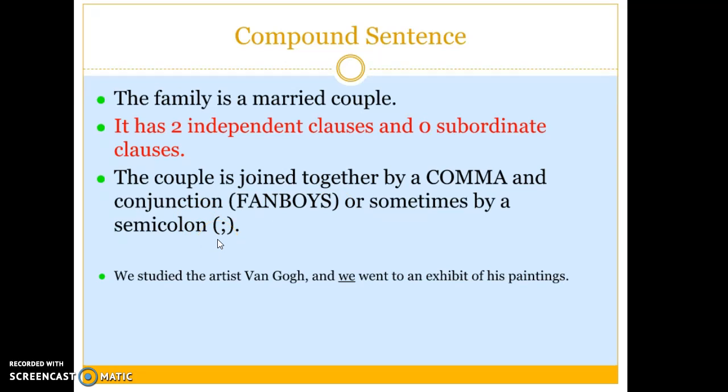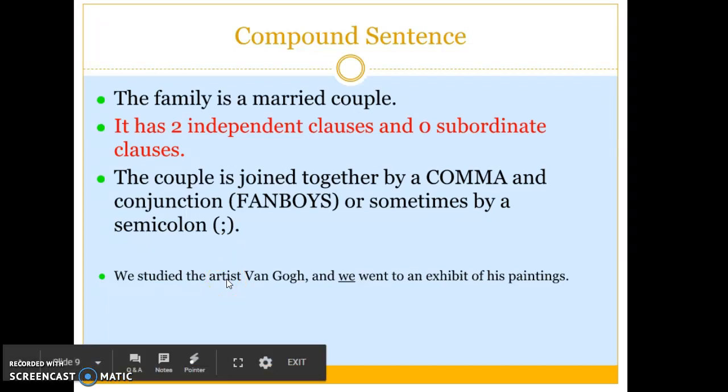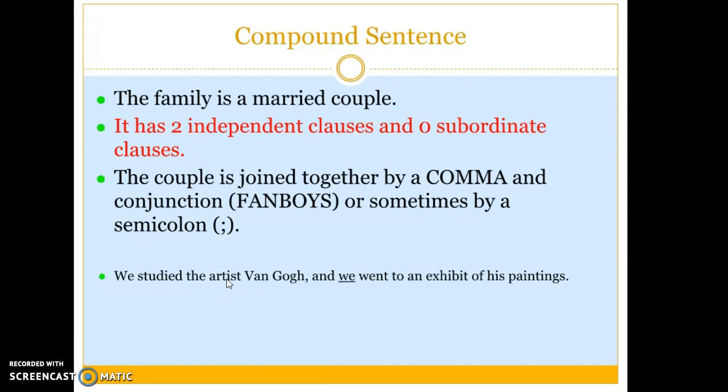But here's the thing, in a compound sentence, when two independent clauses are married together, there has to be punctuation, okay? So you will have to have punctuation in a compound sentence. An example, this is similar to our sentence from our simple. We studied the artist Van Gogh, comma, and one of our fanboys. Then I add the word we. We went to an exhibit of his paintings.